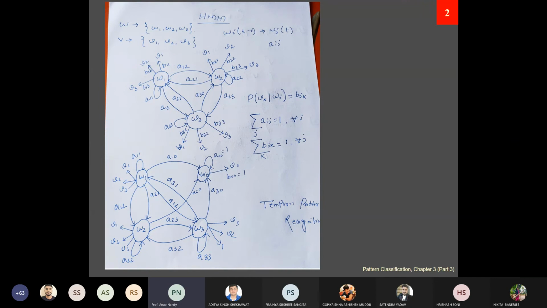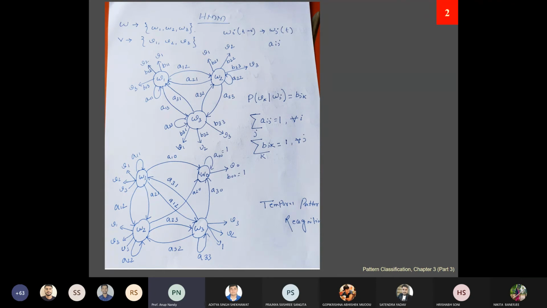Now in the HMM, you have some W. W is the hidden state, which cannot be perceived, or the perceiver cannot see. That's why it is called the hidden state. So if you have three hidden states denoted by W1, W2, and W3, and you have some capital V, it is called the observation sequence. So you have three observation symbols like V1, V2, and V3.